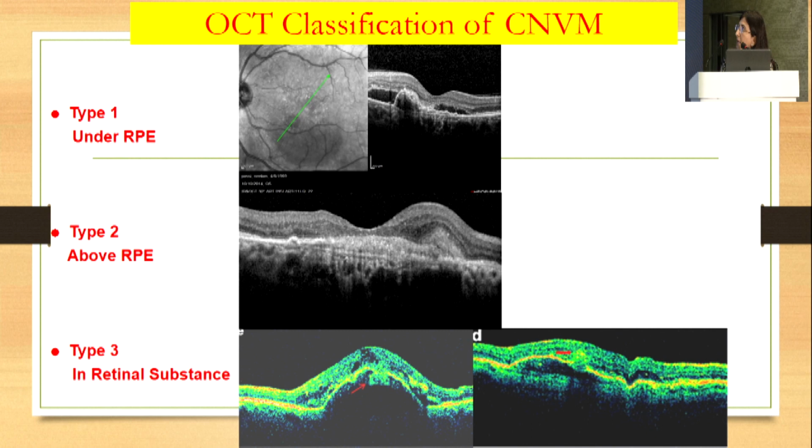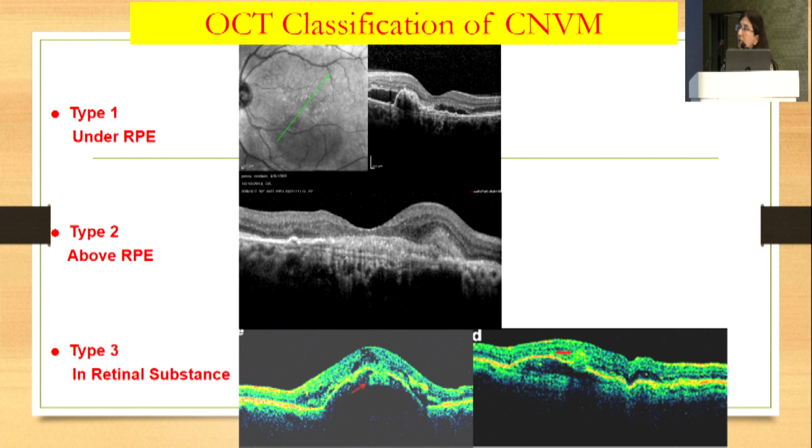In exudative type, 3 types are there. Type 1, which is the CNVM is under the RPE. So here you will see a PED with some subretinal fluid. Type 2, where the CNVM is above the RPE. So here you are seeing the hyperreflective lesion in the outer retinal layers.